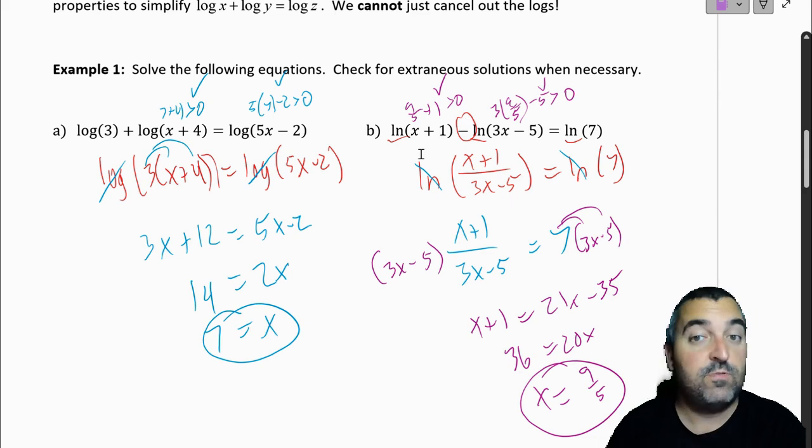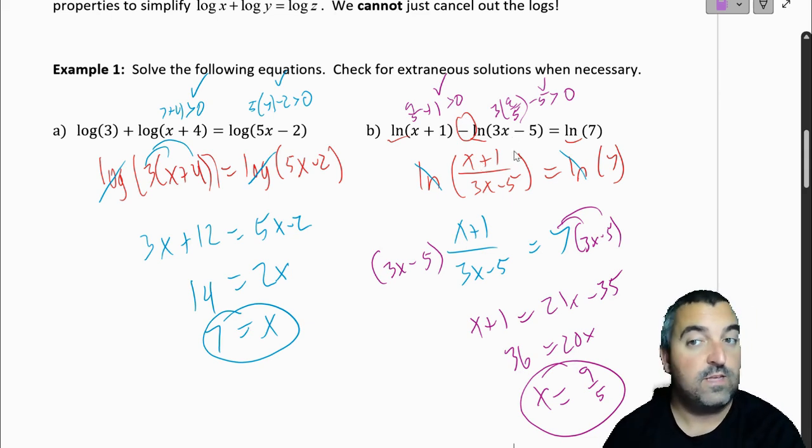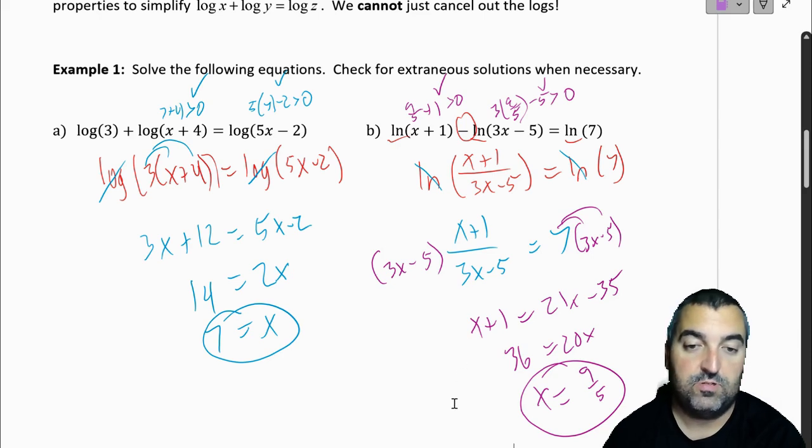So you do have to check it with all the logs, okay? Because they all have to be greater than 0. If they're not, then it's an extraneous solution.